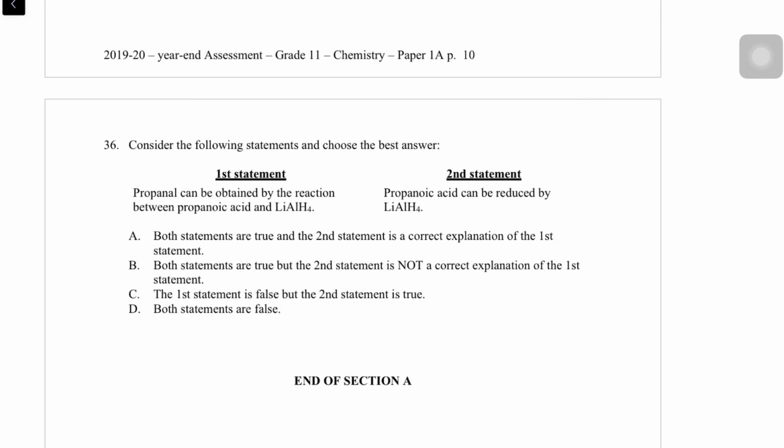36. Propanol can be obtained by the reaction between propanoic acid and lithium aluminium hydride. Really? I don't think so, because after the reduction of propanoic acid, all you should get is propanal rather than propanol. The second one, propanoic acid can be reduced by lithium aluminium hydride. Yes, this is true. So the answer is C.